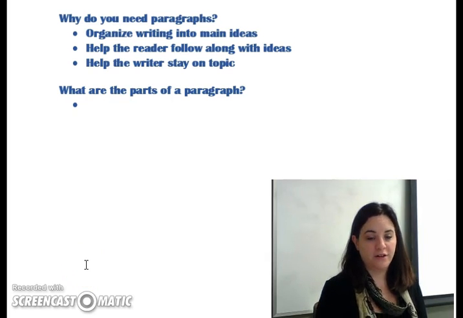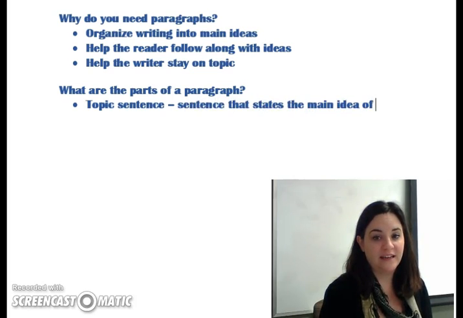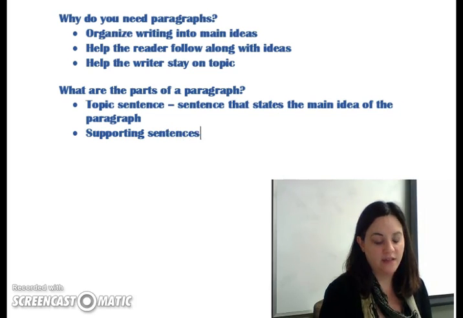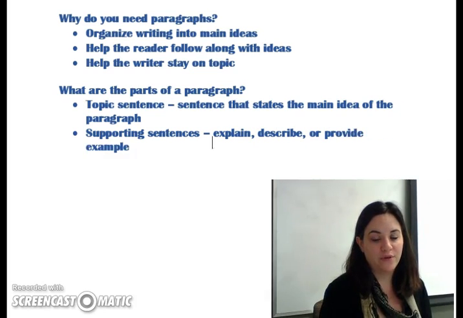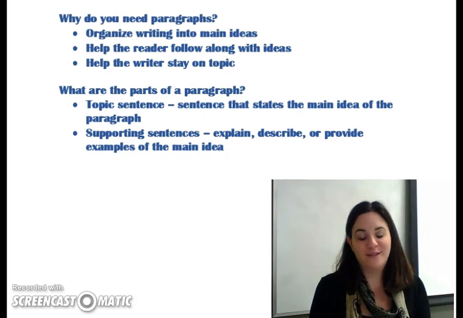So to summarize, there are 2 parts of the paragraph. The first one is the topic sentence, and this is the sentence that states the main idea of the paragraph. And all of the other sentences then are supporting sentences. And those sentences explain, describe, or provide examples of the main idea. Alright, so that's pretty much paragraphs in a nutshell.